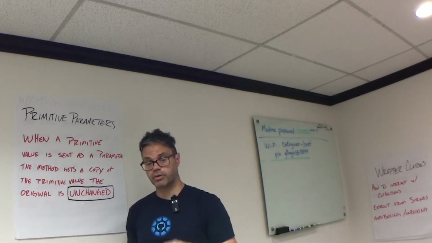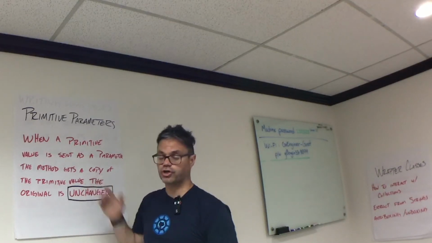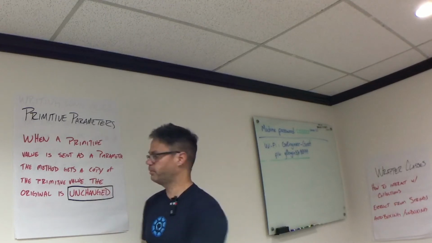And remember, when we're giving a primitive a parameter, it gets a copy. It's its own special version. Your original is unchanged. You need to love it and hold it for your very own.